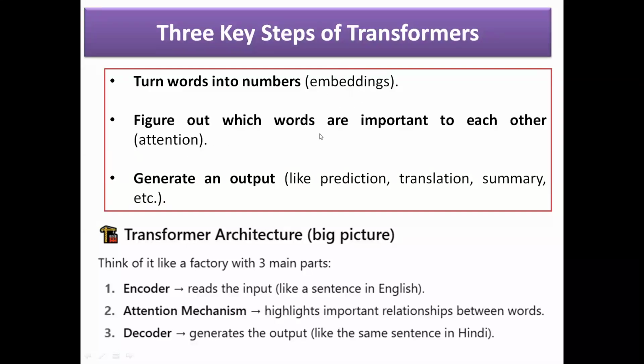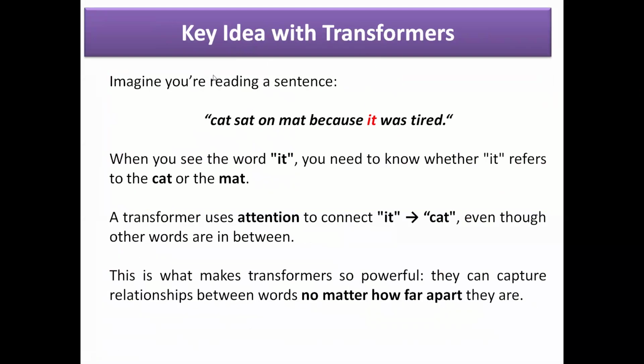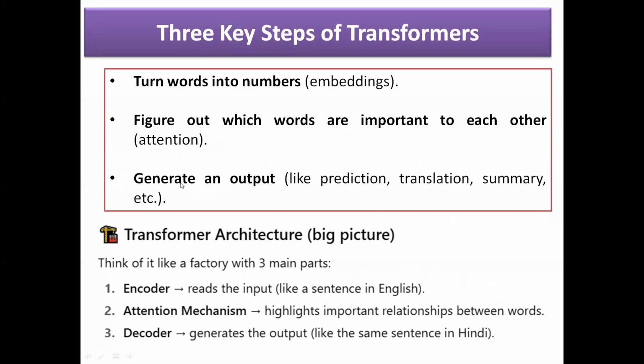The second step is to figure out which words are important to each other. This task is done by the attention block, the attention mechanism, to find out the relationships. It will decide whether this particular word is associated with this or any other, to find the best relationships. Then generate an output: prediction, translation, summary, text generation. We want to expand something, shorten something, each and everything. So three blocks are widely used in transformer architecture.